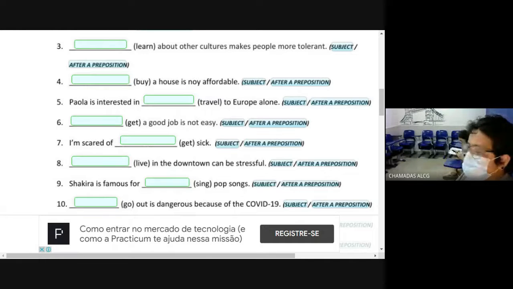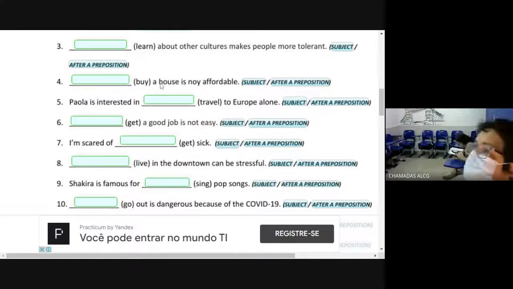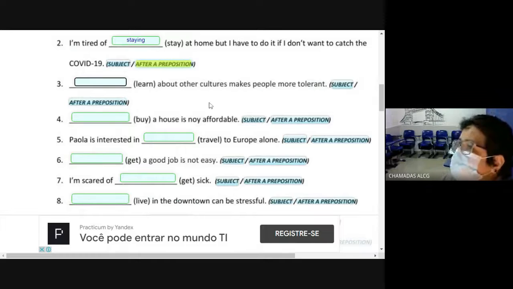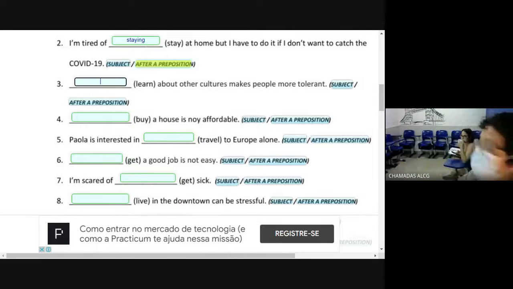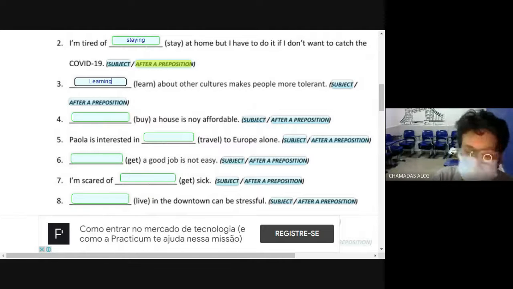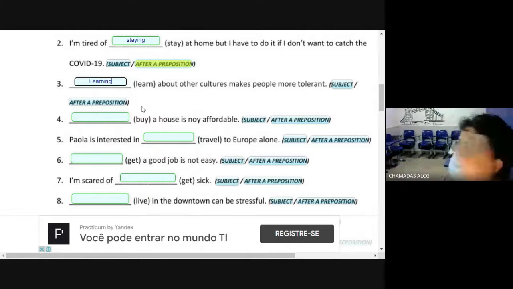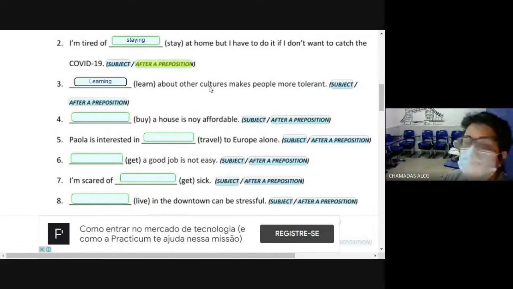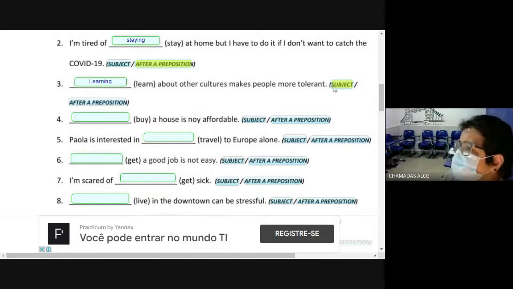All right, time's up. Let's check the answers. So number 3, guys. Learning. Okay, and then we have to put a capital letter. Why? It's the beginning of a sentence, okay? I'm starting a sentence, and this is the subject, right? Learning about other cultures is the subject, okay? So here, I should choose subject.